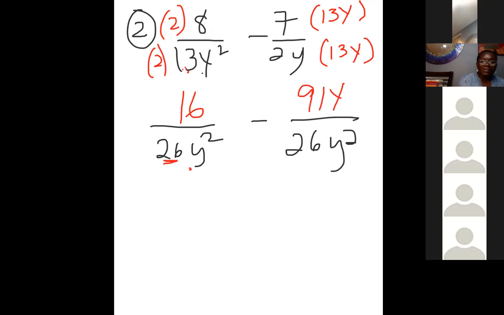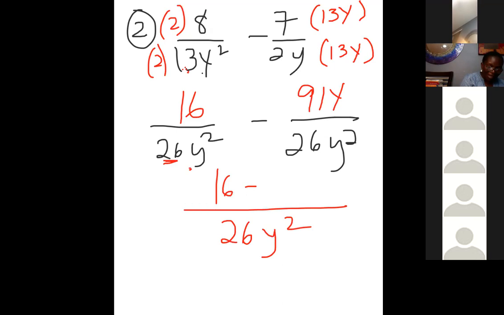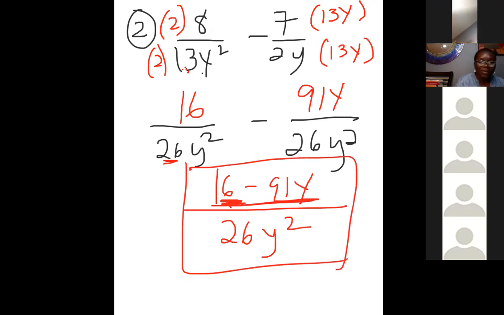All right, so now we've changed the numerators, so we can then keep the denominator 26y squared, and then subtract the numerators: 16 minus 91y. And since this one has no y variable there, we cannot combine it with this one. So guys, this is our final answer right here, all right? That's our final answer, 16 minus 91y over 26y squared. Okay, if you're not quite getting it yet, just wait for another example or two, and you should start getting it.